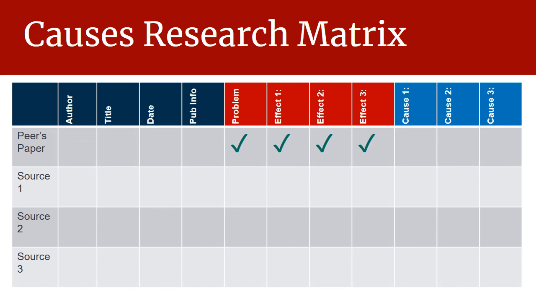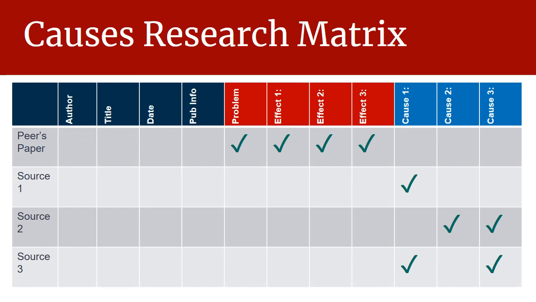And that classmate's paper is primarily going to provide you background on what the problem is and what the 2 or 3 or 4 negative effects are. Then you're going to find 3 other sources, and there's many sources available to you on Canvas. And you will use those sources to help you better understand the causes, because your classmate probably has not written about the causes. Their focus was on effects.